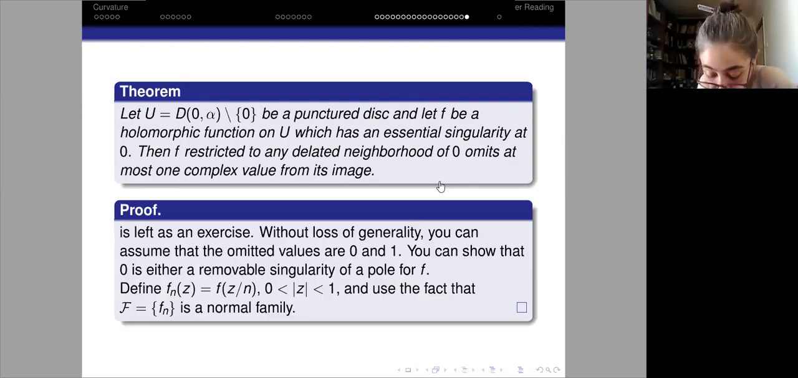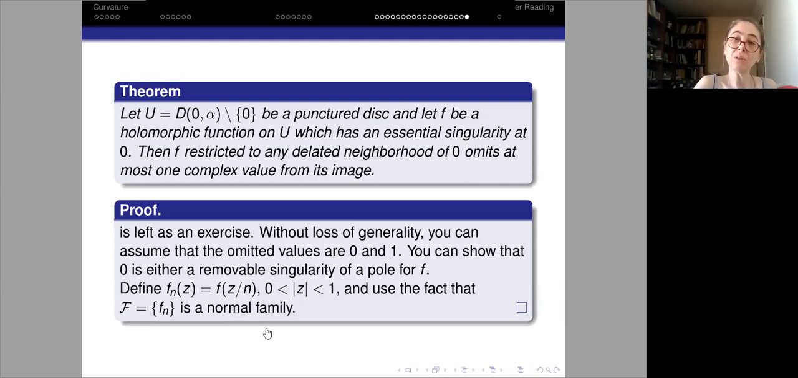Now the proof is left as an exercise. It's not an easy exercise, but it is doable. What you do is, first of all, without loss of generality, you can assume that the omitted values are 0 and 1. And then you can show that 0 is either a removable singularity or a pole of F if you assume it omits two values. For that, you can define f_n of z as f of z over n for the given function, then the family of f_n is a normal family.